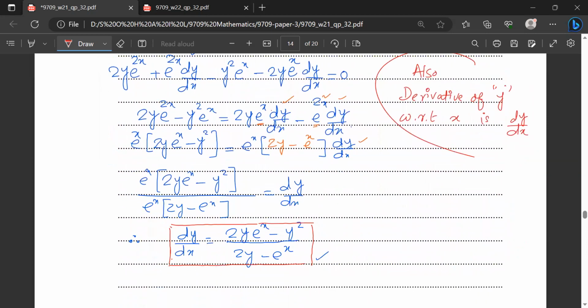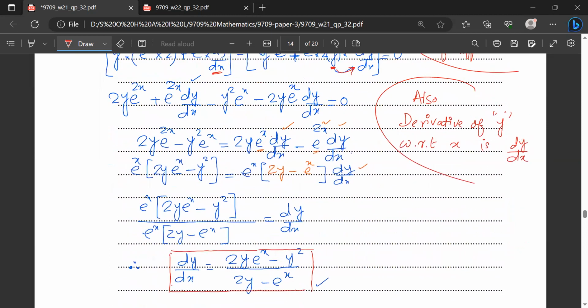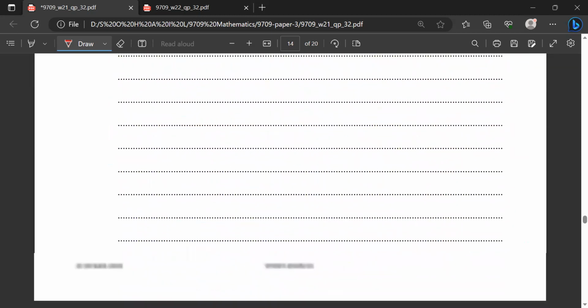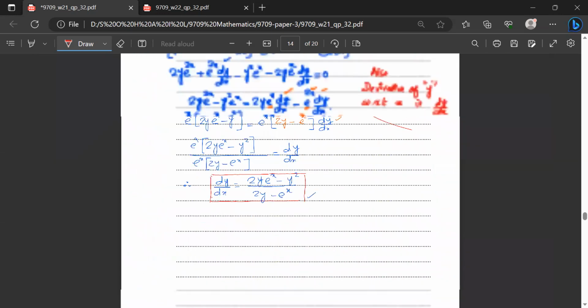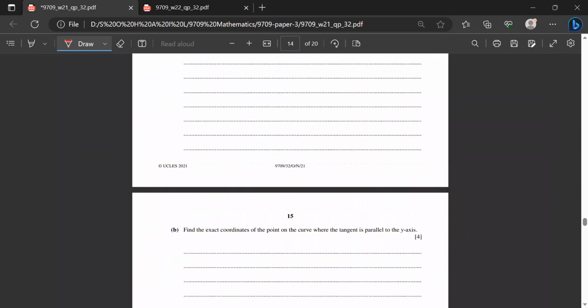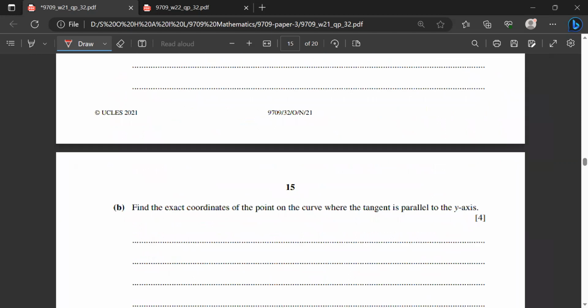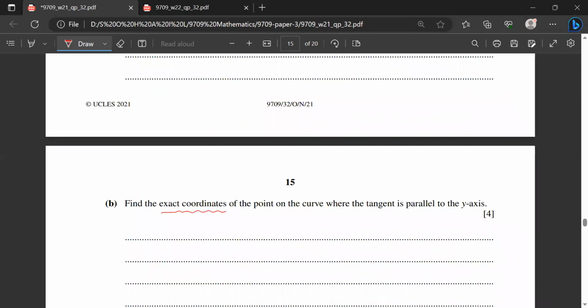So using this algebra, you can reach the answer. Second part is find the exact coordinates of the points on the curve where the tangent is parallel to x-axis.